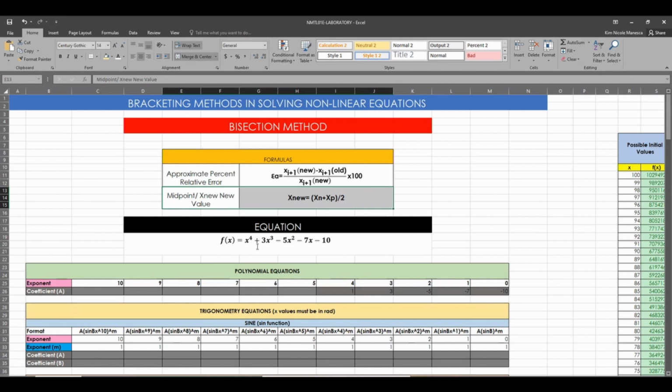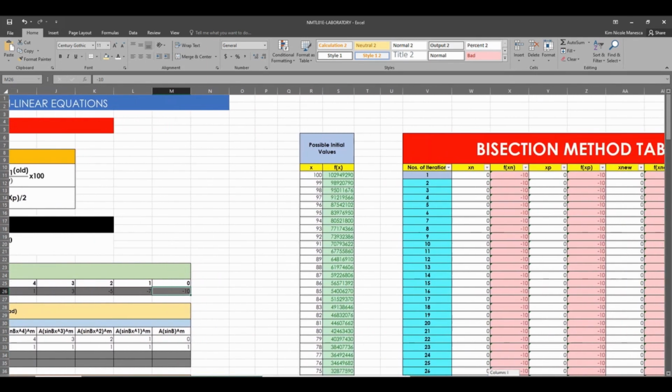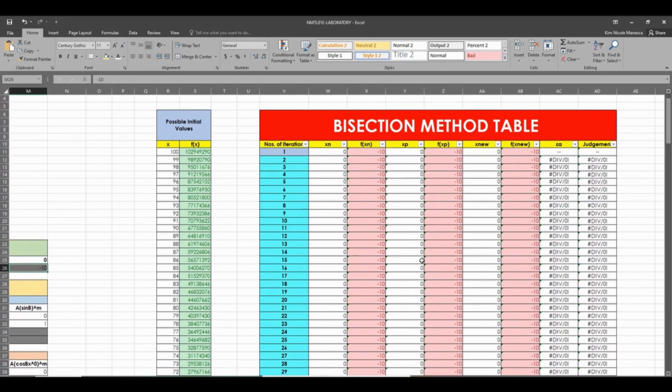We have a given equation here. f(x) is equal to x to the fourth plus 3x cubed minus 5x squared minus 7x minus 10. Let's input the following coefficients in the given table: 1, 3, negative 5, negative 7, and negative 10. We put the coefficients in the table, make sure that the other terms are set to 0, which are not in the equation. In the right side table, it will compute the possible initial values of x and f(x). Going to the bisection method table, we have to input the two initial guesses that correspond to x sub n and x sub p values.